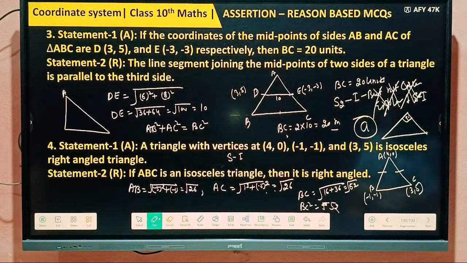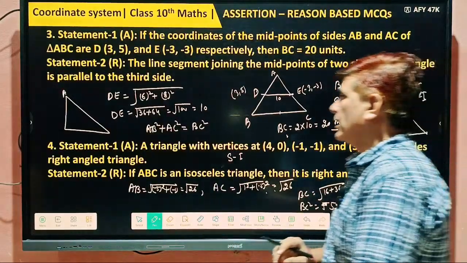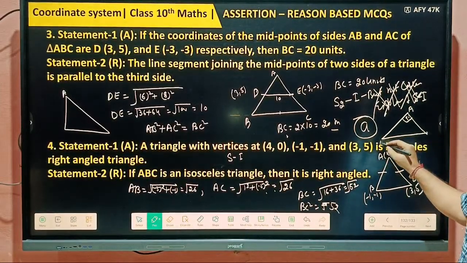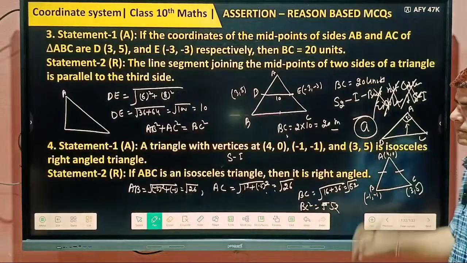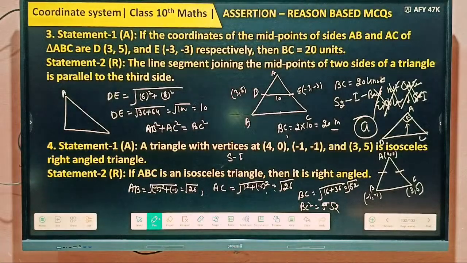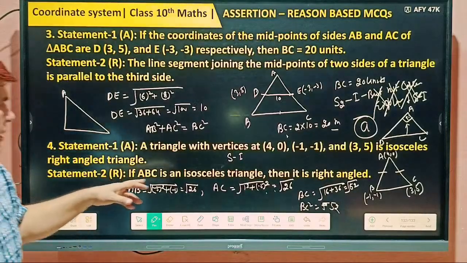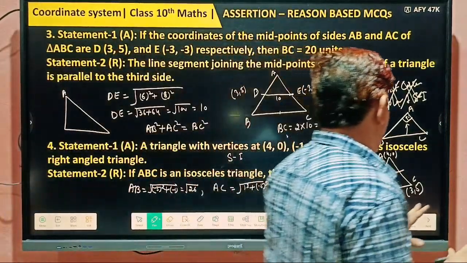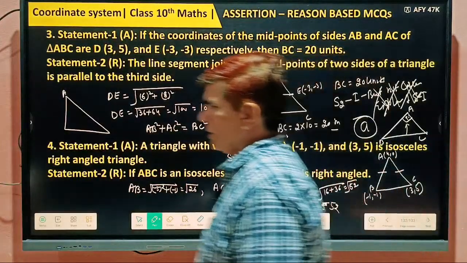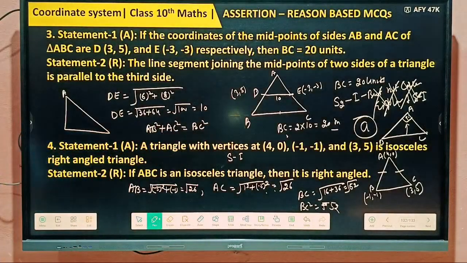Statement: a triangle with these vertices is isosceles right angle. Right angle where? Right angle at A. This is B, this is C, opposite to this. This is the converse of Pythagoras theorem. What about the second one? If ABC is an isosceles triangle, then it is a right angle. No, it's not 100% sure. If ABC is a right angle triangle, then always right angle triangle or not.